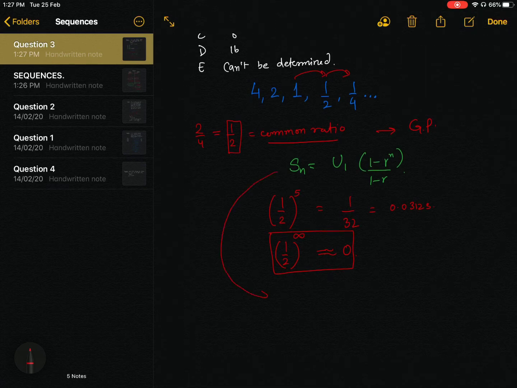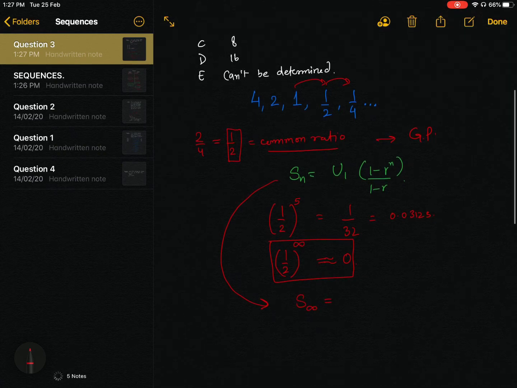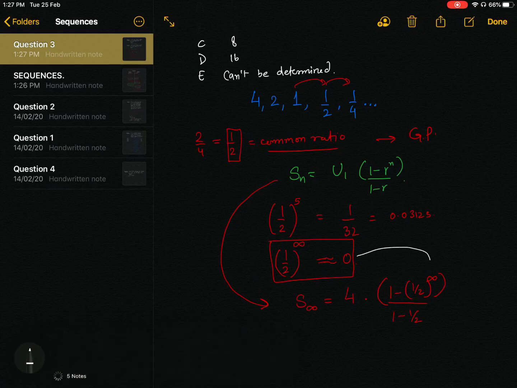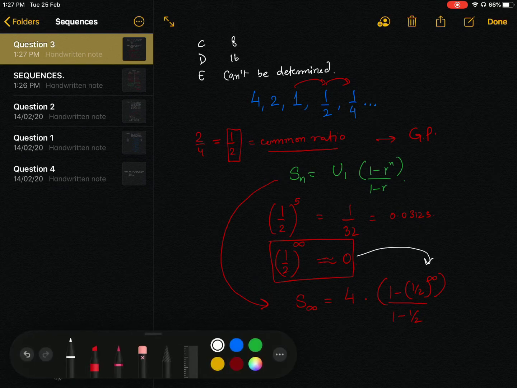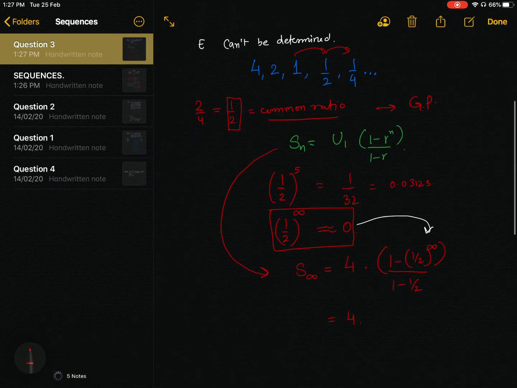So putting in values in this formula, I'll get sum of infinity terms equal to the first term, which is 4, times 1 minus a half raised with power of infinity, because I'm looking for the sum of infinite terms, divided by 1 minus half. Using this knowledge here, I can safely change the given expression to 4 times 1 minus 0, which is just 1, divided by 1 minus half, which is a half. Solving this further will get you the overall result as 8.